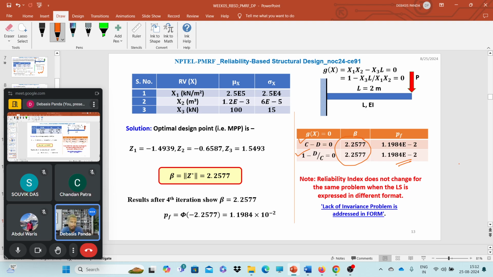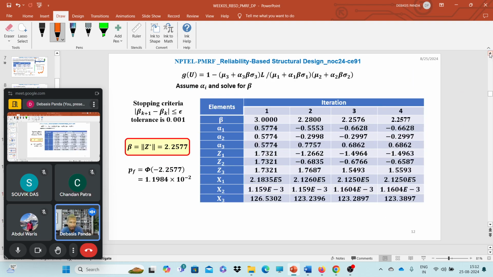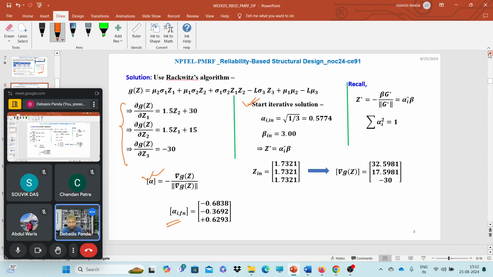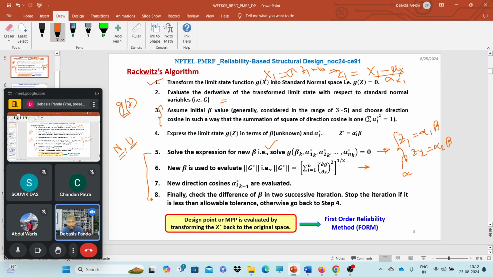Now here we are seeing how the Rackwitz algorithm is used to solve this problem. We need to go for the algebraic solution of beta to find the roots of beta. Then when we get beta, we need to find alpha and again find beta. The iteration goes like this. Now there can be other approaches so that we can find the roots numerically.